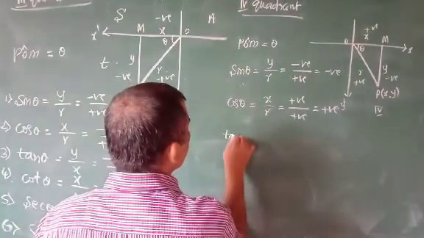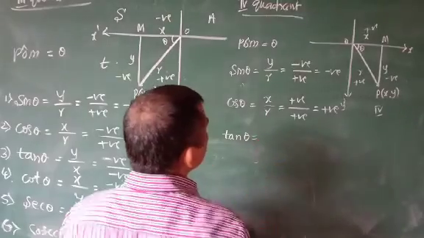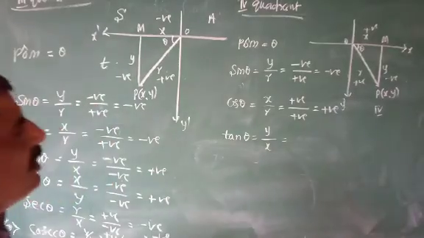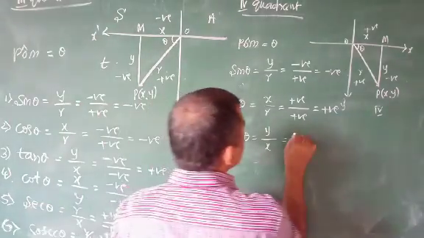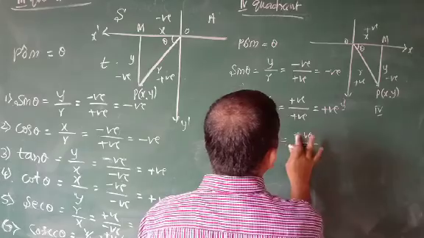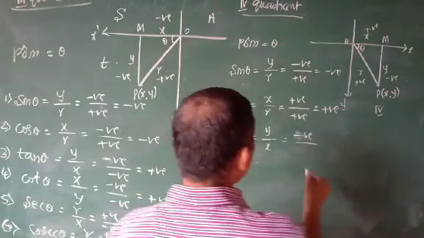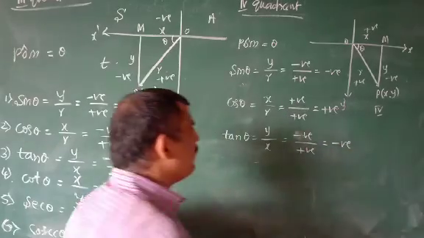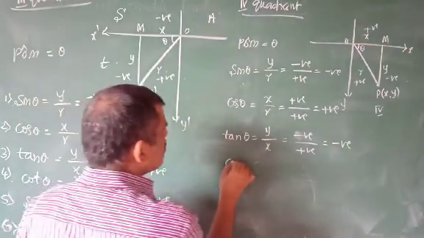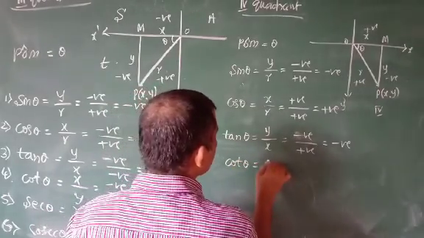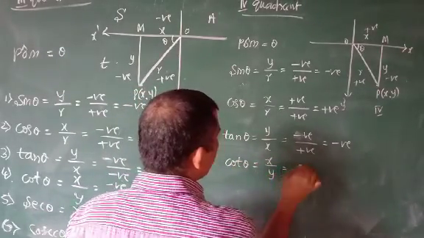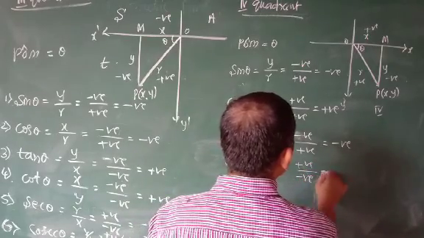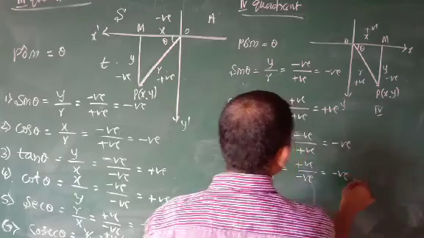Next one is tan theta. Tan theta is equal to y divided by x, opposite side divided by adjacent side. Y is negative and x is positive, so negative divided by positive is negative. Next one is cot theta, equal to x divided by y. X is positive and y is negative, so positive divided by negative is negative.